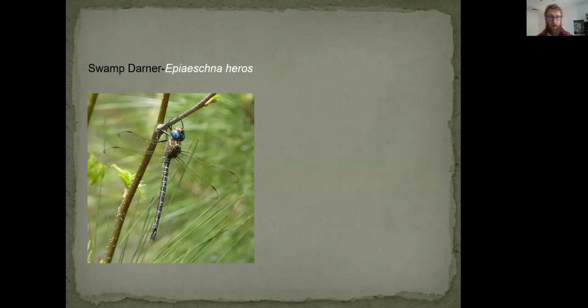And swamp darner, another one, good one to know, pretty common. These guys like to hang out in dark wooded areas. They do generally come out dawn to dusk, but you can see them again in the understory during the day. And if you see them land, they're probably going to land like this, hanging down like that. Very pretty.